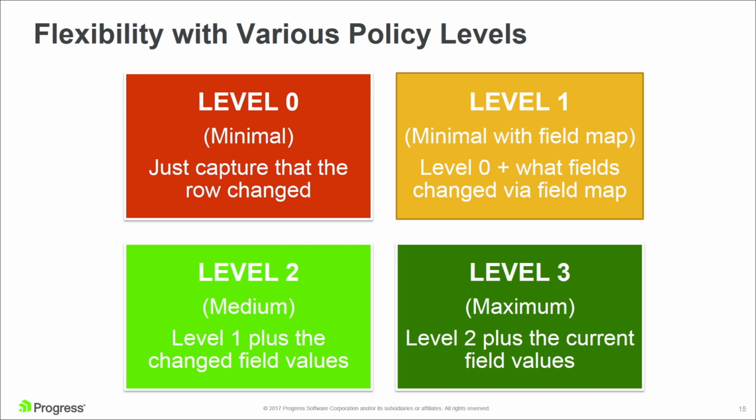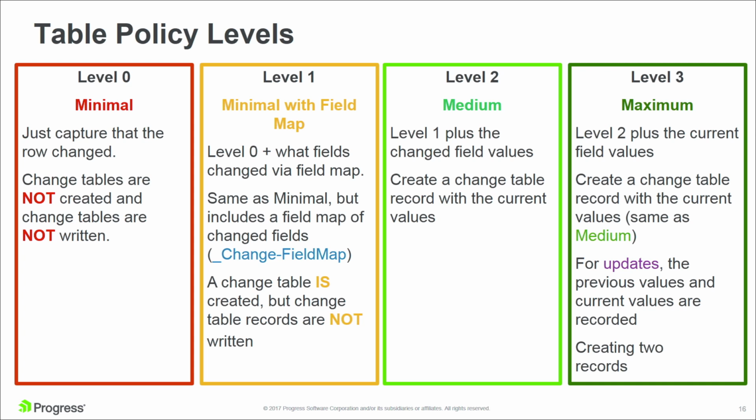3 different policy levels. So how these levels are set determines what happens inside the database, what data is captured, what tables and fields are created in respect to that as well. Let's talk about that for just a minute. So when we look at table level policies, with a level 0 policy, we just capture the rows changed. The change tables are not created, and obviously the change tables are not written to either. So it's just that change tracking table.